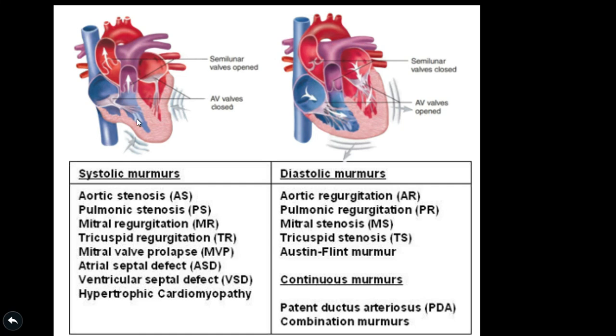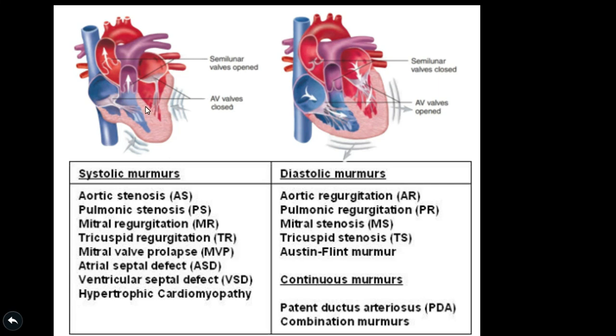You can see here during the contraction of the ventricle, the blood from the left ventricle will go to the aorta via the aortic valve. For the right ventricle, blood goes towards the pulmonary artery via the pulmonic valve. If there is a constriction on those vessels, this will produce a murmur. Hence the aortic stenosis and pulmonic stenosis. Okay, this is a systolic murmur.